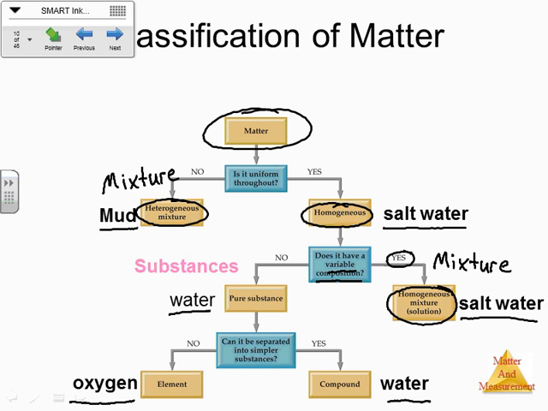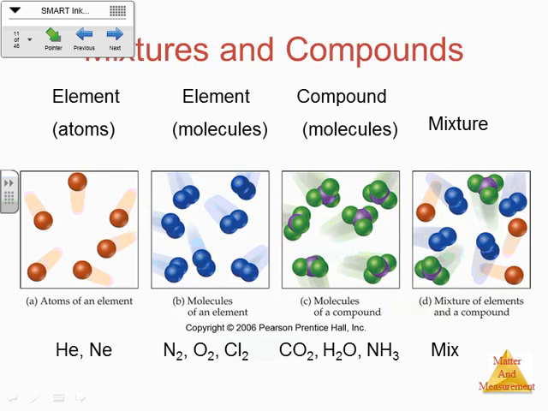So, yes, elements can be separated into simpler substances, but if you do that, you change the composition of the material that you're working with. Okay, mixtures versus compounds. This is pretty simple stuff.